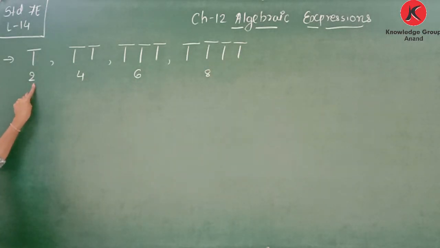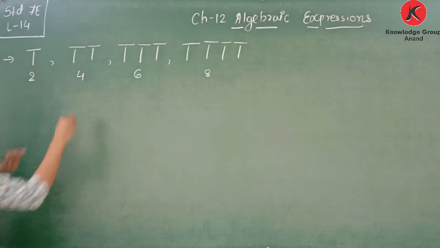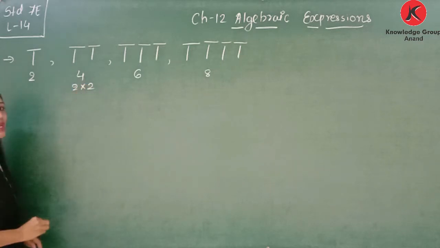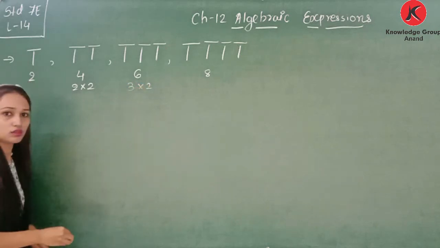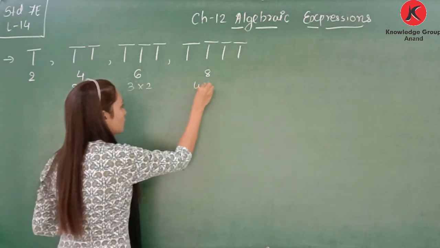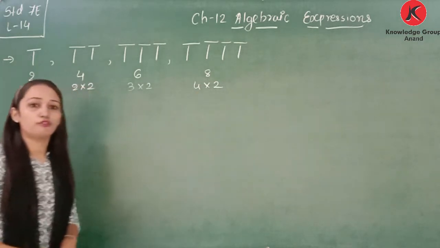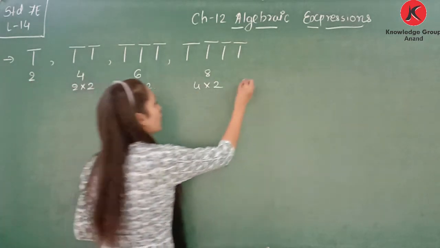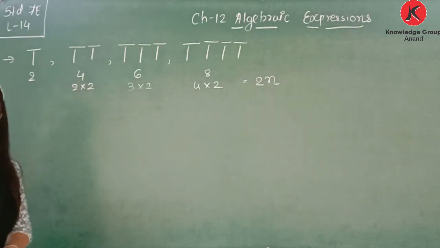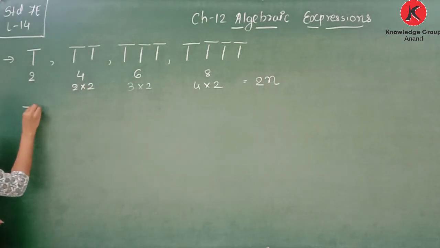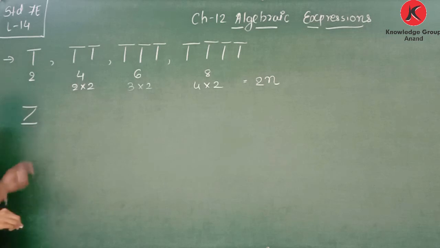So this is a table of 2. 2 is multiplied with 1. For 2 times T, we multiply with 2. For 3 times, we multiply 2 with 3. For 4 times, we multiply with 4. So the pattern for T is 2n. Clear? If we take a pattern for Z, how many matchsticks do we require? We need 3 matchsticks.